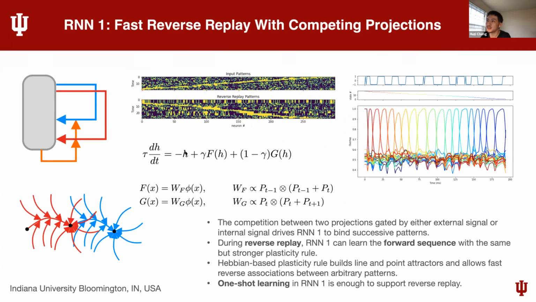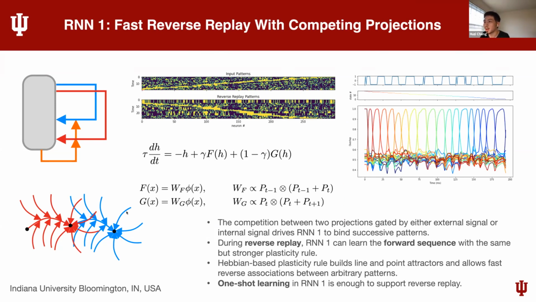So RN1 is about fast reverse replay, also with competing projections, but the architecture is slightly simpler. This neural network receives two branches of projections originating from itself, attuned by a common gating coefficient gamma. The gamma can be generated by some external oscillating signal or by the network itself. These two projections, capital F and capital G, build line and point attractors in the state space. Basically, it's a variant of the continuous-time Hopfield network.